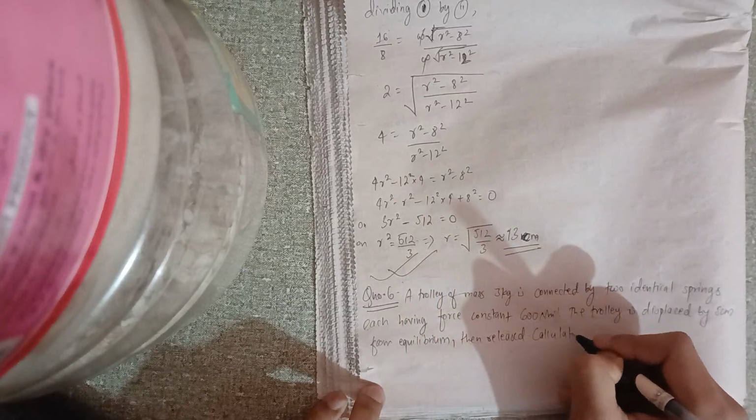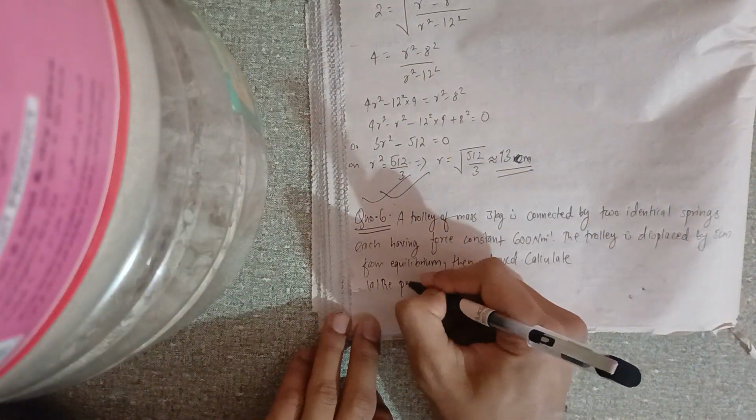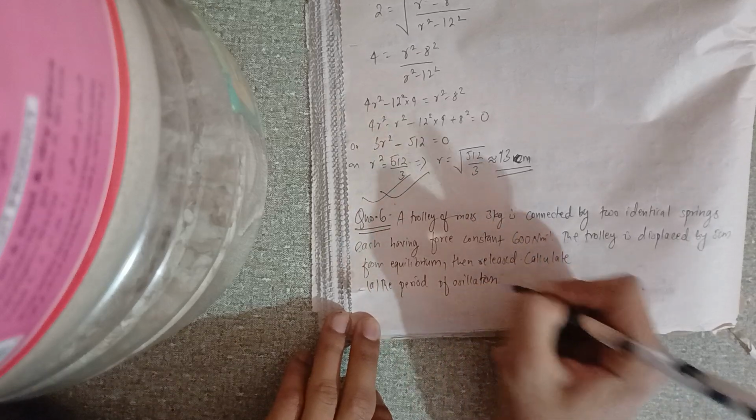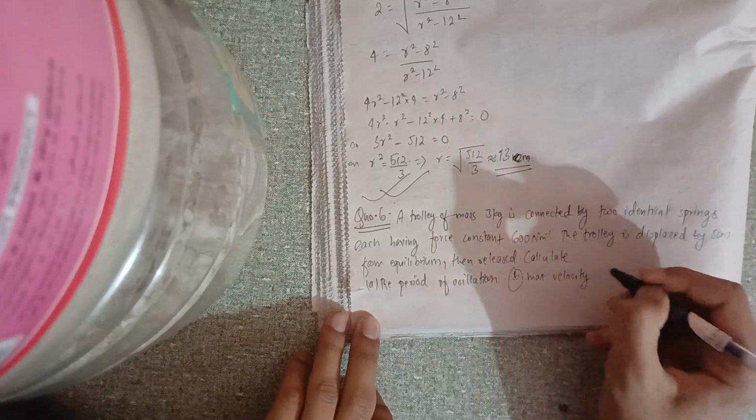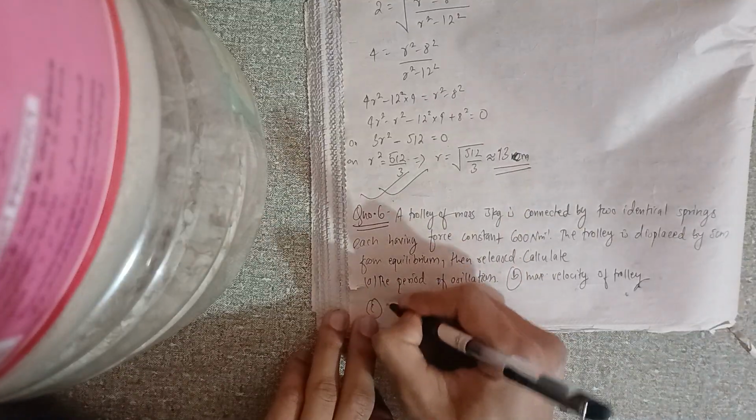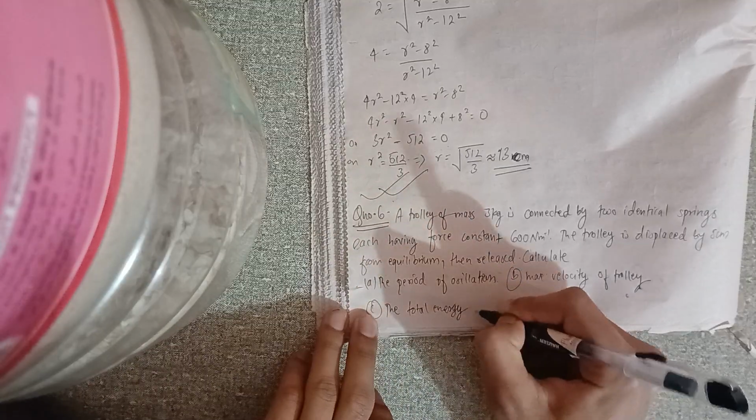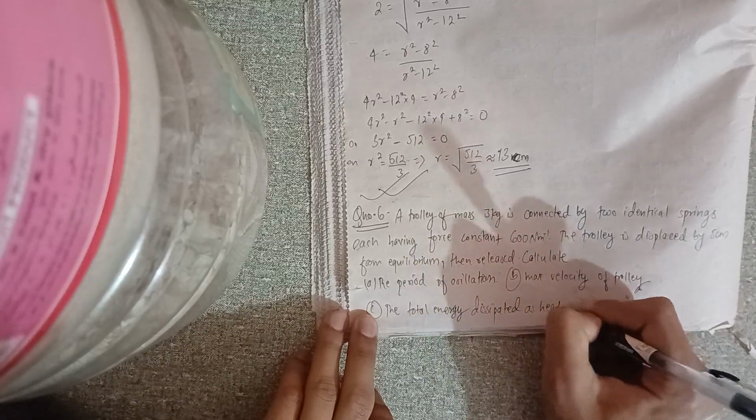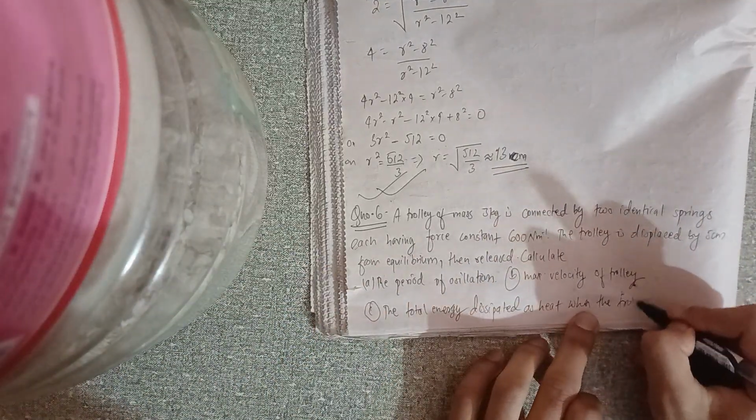Calculate A, the period of oscillation; B, the maximum velocity of the trolley; and C, the total energy dissipated as heat when the trolley comes to rest.